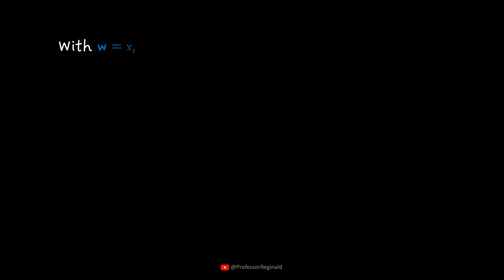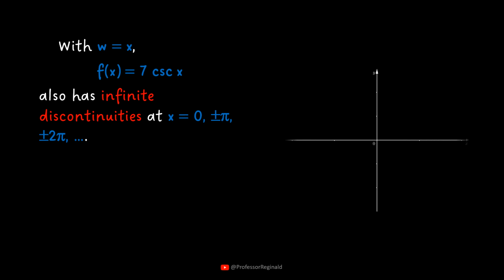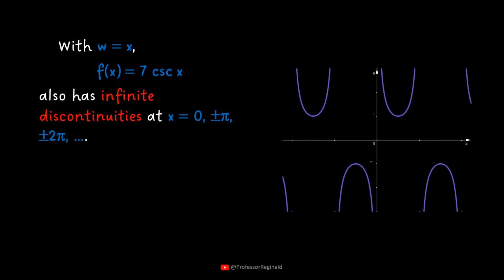With w equals x, it is straightforward that the given function f of x equals 7 cosecant of x also has infinite discontinuities at x equals 0, positive or negative pi, positive or negative 2 pi, and so on. The figure on the right illustrates the graph of f in terms of the given variable x. F of x equals 7 times the cosecant of x has infinite discontinuities at x equals 0, positive or negative pi, positive or negative 2 pi, and so on.